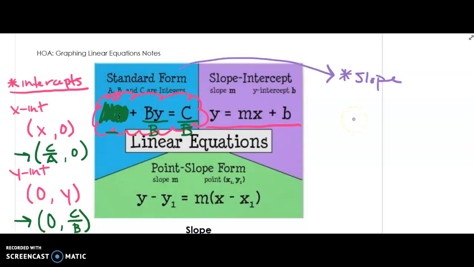Let's talk about slope before we move on to some practice. If I am trying to find the slope of a line when it's in standard form, that is going to be negative a over b. I could rewrite this equation in slope-intercept form and use my m, which is fine. You can. There's nothing wrong with that.